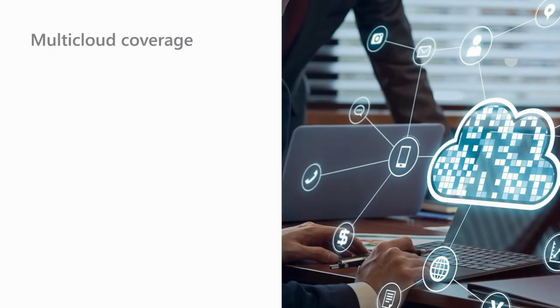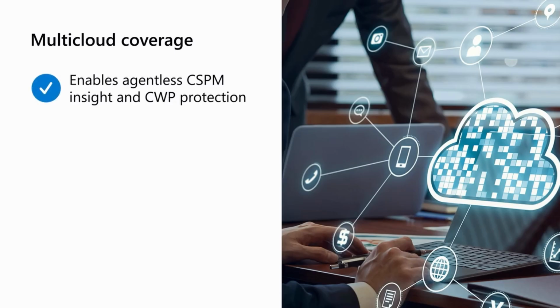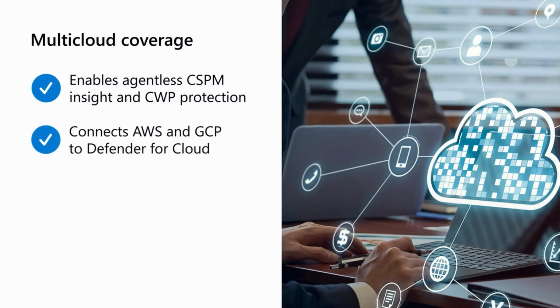With the multi-cloud coverage capability, you can effortlessly connect to your various multi-cloud environments. This feature provides agentless methods for gaining insight into your cloud security posture, or CSPM, and ensuring comprehensive workload protection, or CWP. Connect your Amazon Web Services, or AWS, and Google Cloud Platform, or GCP, cloud resources to Defender for Cloud and enjoy seamless security management. You can access the foundational CSPM capabilities for free with the Defender plan. So why wait? Start securing your multi-cloud environment today.